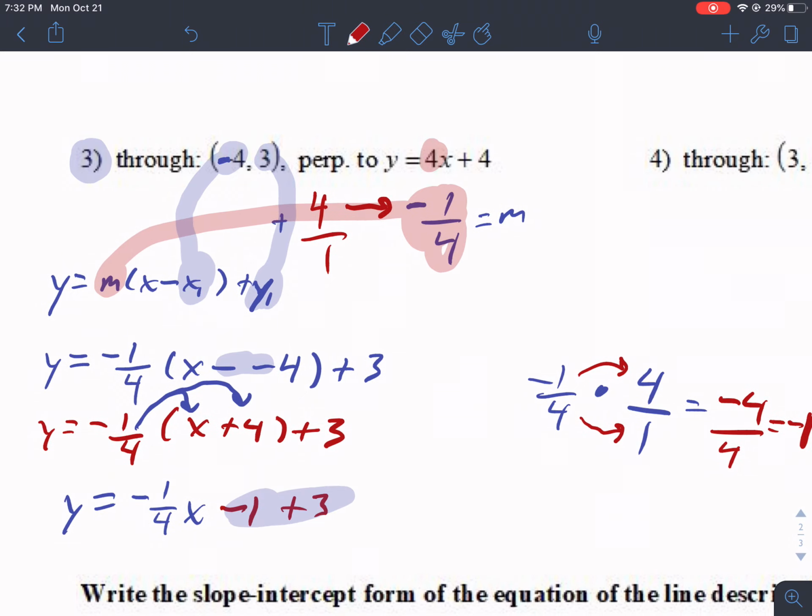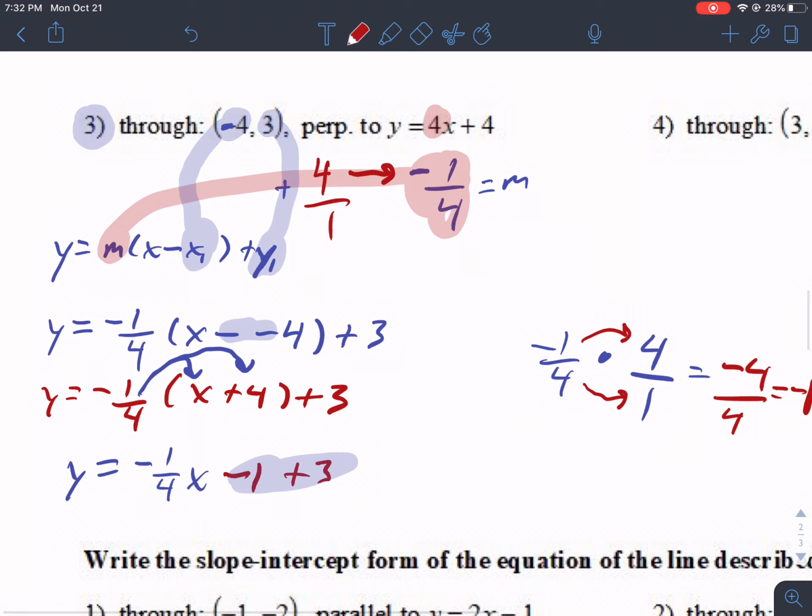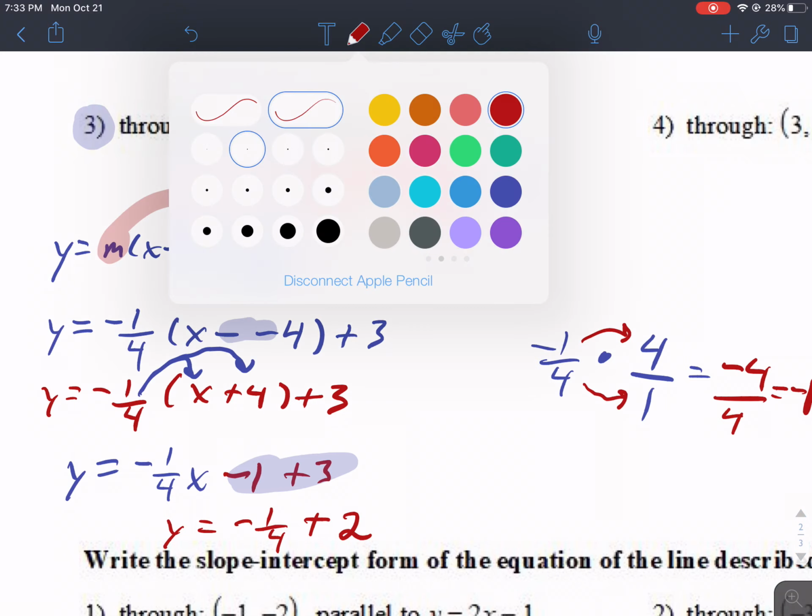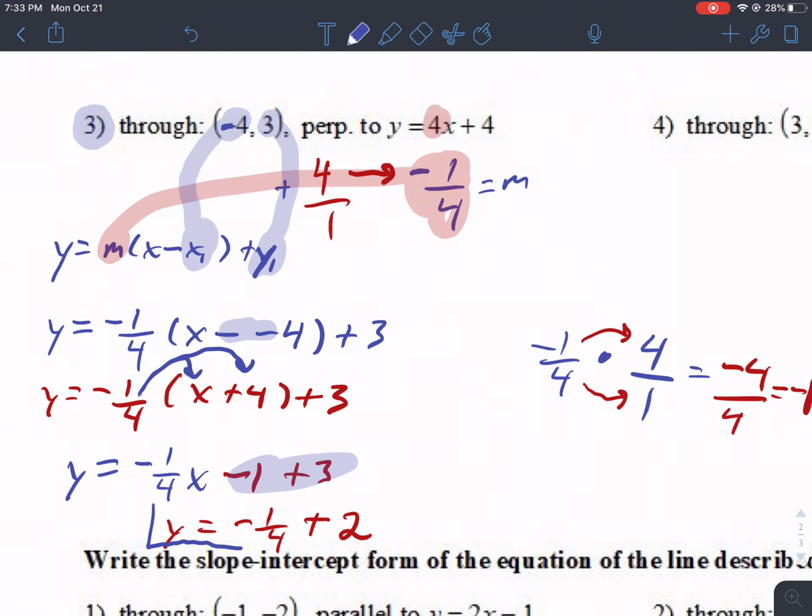Combine these. Again, 3 is bigger than 1, so you're going to put a positive, actually. 3 is a positive number, so you should put a positive here. So it's going to be plus, and 3 minus 1 is 2. And that is our answer. Pretty straightforward. Hope that helps you out.